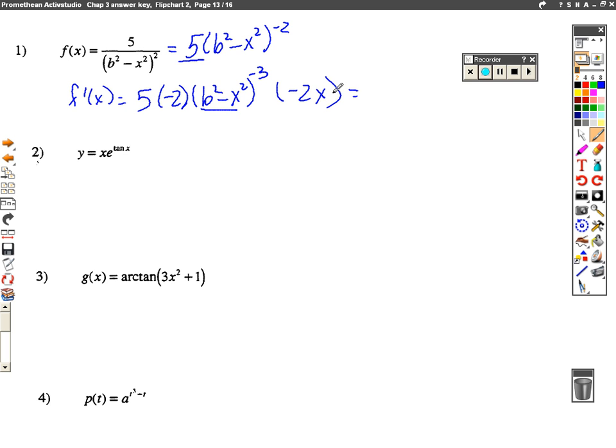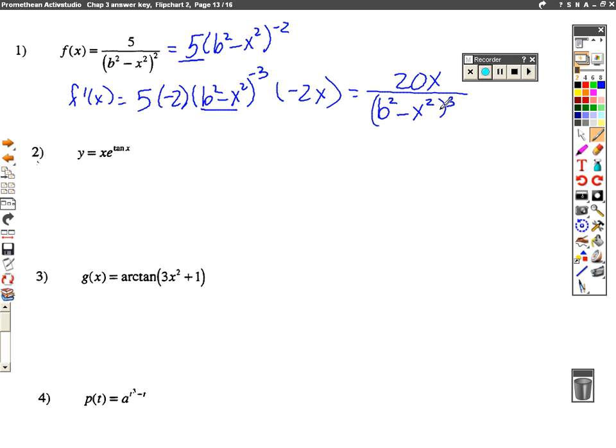Alright, put it all together. The negative 2x, the negative 2, and the 5 are all in the numerator. None of them have a negative exponent. So we're looking at 20x over this entire term with its negative exponent moved to the denominator, (b squared minus x squared) cubed.